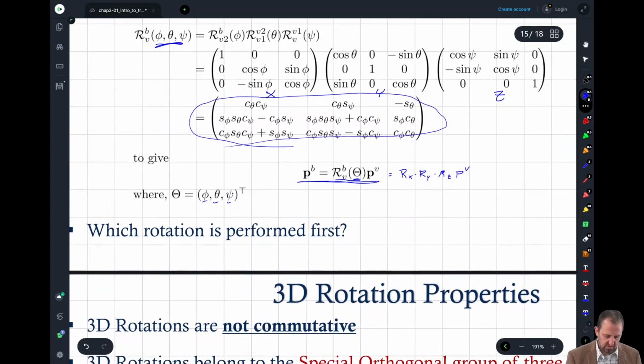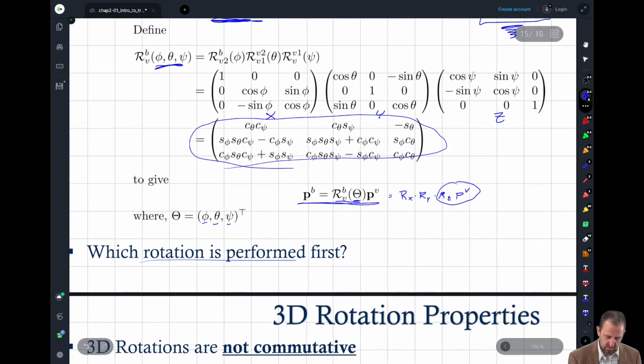What we need to look at is what rotation. The question here is which of these rotations is performed first. And so the thing to note is that we do that rotation first. That'll actually get us, this will then be equal to Rx times Ry, and this would be our P.